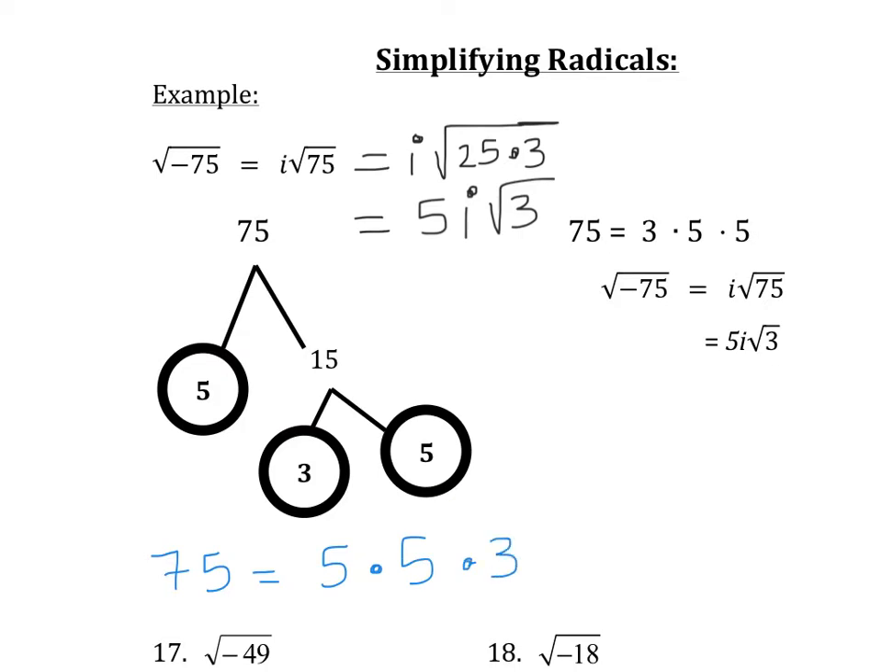Now, every time I have a pair of a number, this pair will leave the radical. So then I have a 5 outside the radical. The 3, though, is alone, so it stays inside the radical. So every time I have a pair of a number, the pair leaves the radical as one number. So I have a pair of 5, so 5 leaves the radical. 3 is alone, so it stays under the radical. This is a second way of doing it.